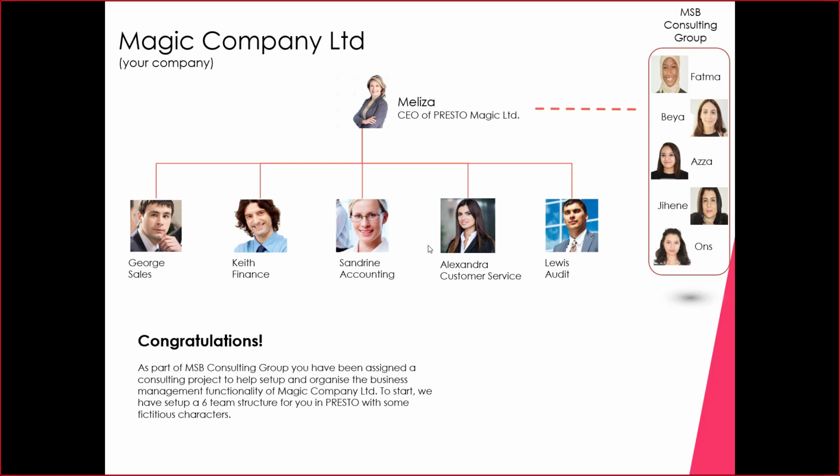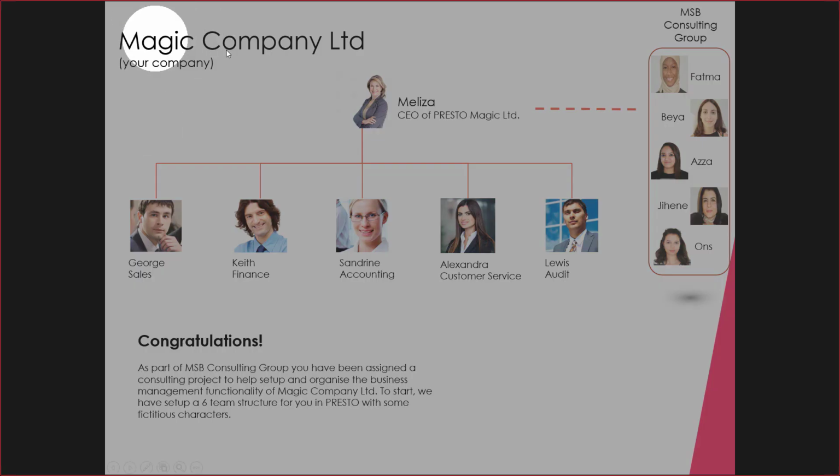Okay. So what we're gonna do now is what I set up for you. I set up this dummy company, and what's happening now? This team, I called you MSB Consulting Group. Let's imagine that you're a consulting company. That there's the 5 of you, and you're working with this client. And right now the client is called Magic Company Ltd.